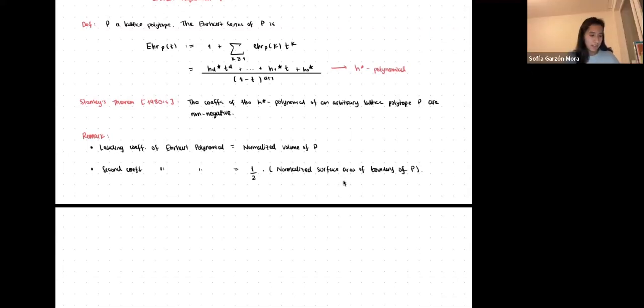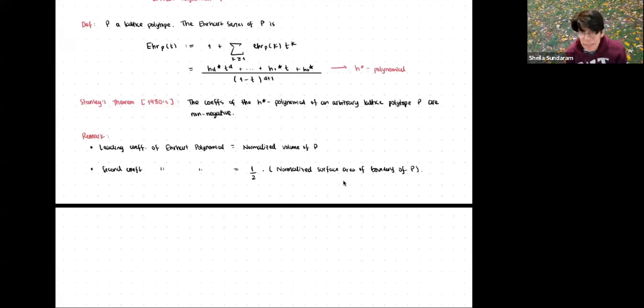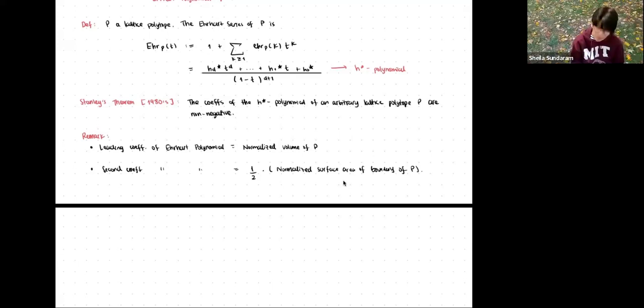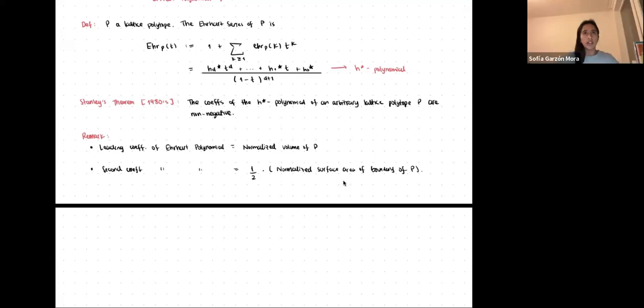Any more questions, comments before we move on to weighted Ehrhart theory? What does normalized mean? Sorry. Yeah, so normalized means you take the Euclidean volume as you would compute it in a normal Euclidean space, and you divide by d factorial, where d is the dimension of this space. Thank you. You're welcome. This is counting basically tiny boxes on your lattice.